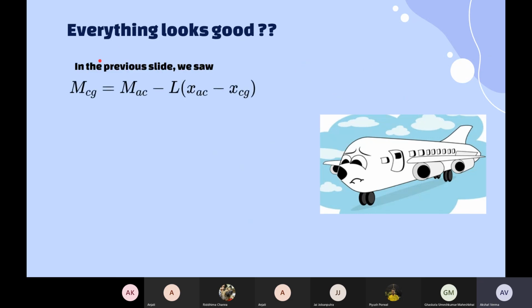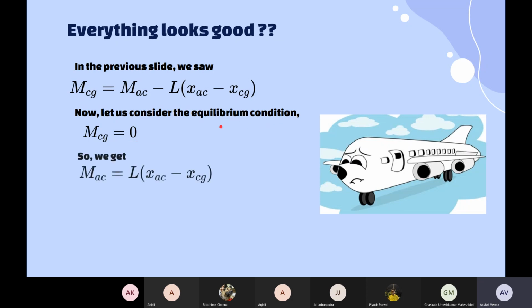As in the previous slide, you saw that about the center of gravity, if we write our moment, it comes out to be MAC minus L into (XAC minus XCG). This looks good, but let us examine the equilibrium condition. At equilibrium, the moment about the center of gravity reduces to zero. That is the definition of the equilibrium condition, right? So we get MAC is equal to L into (XAC minus XCG).